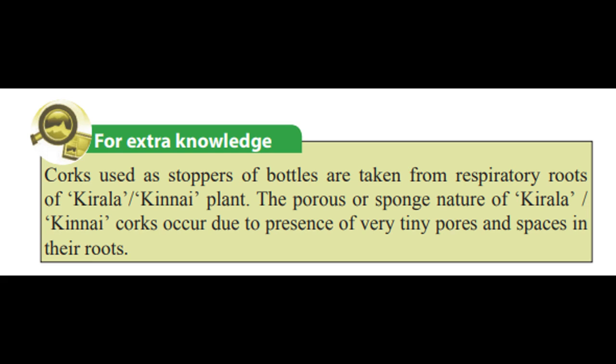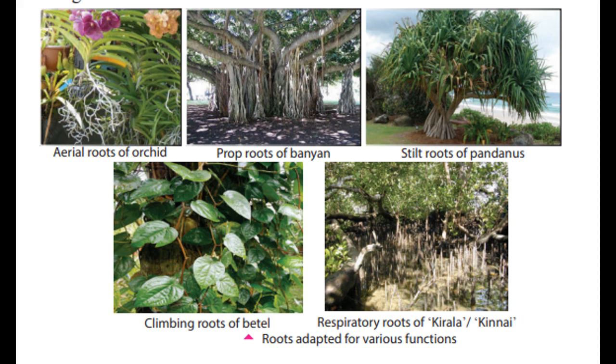Okay, children. So what happens? The cork stoppers are made by these Kerala plants, right? It is actually the breathing root or respiratory root of the Kerala plant. Understand, children? So that is why it is given here, corks of bottles are taken from respiratory roots of Kerala plants. So I hope you understood this part clearly. Now we are going to move to the diversity of the next part of the plant.